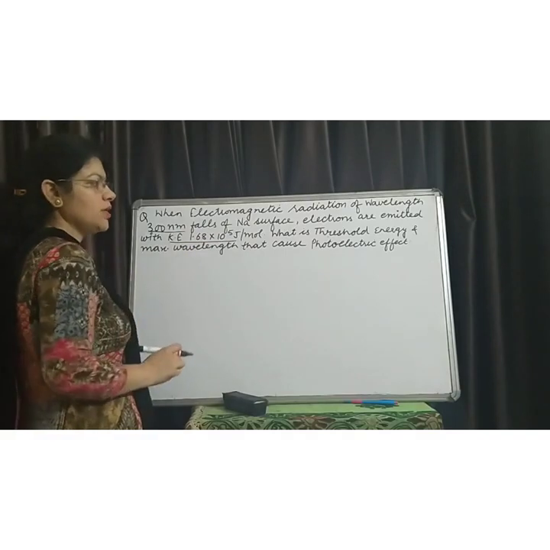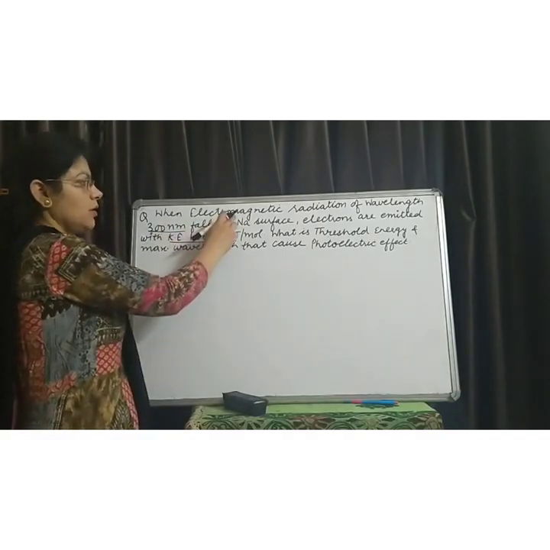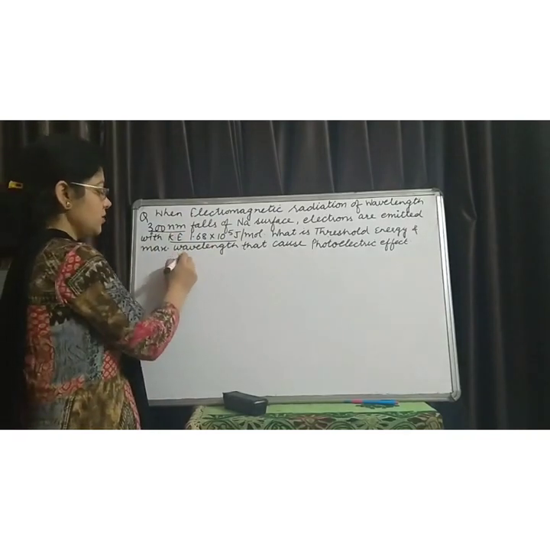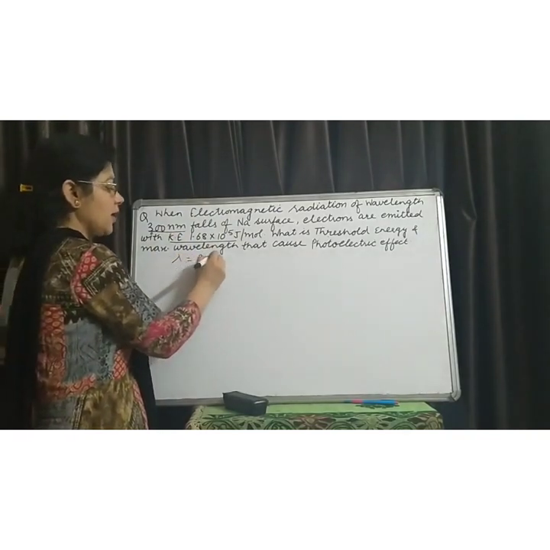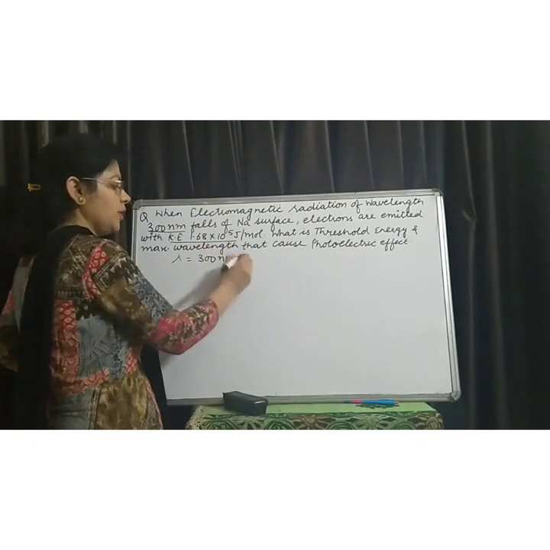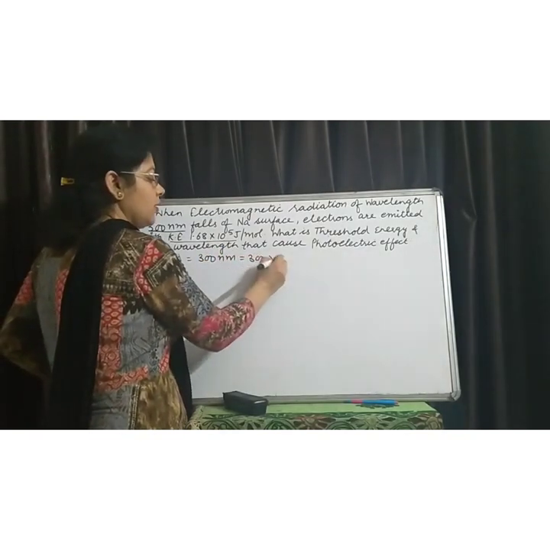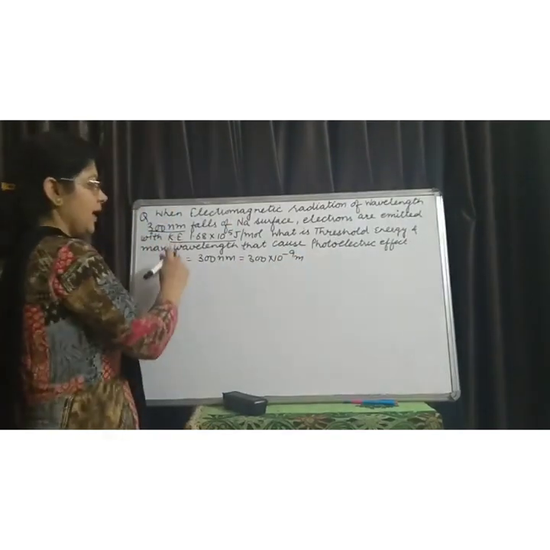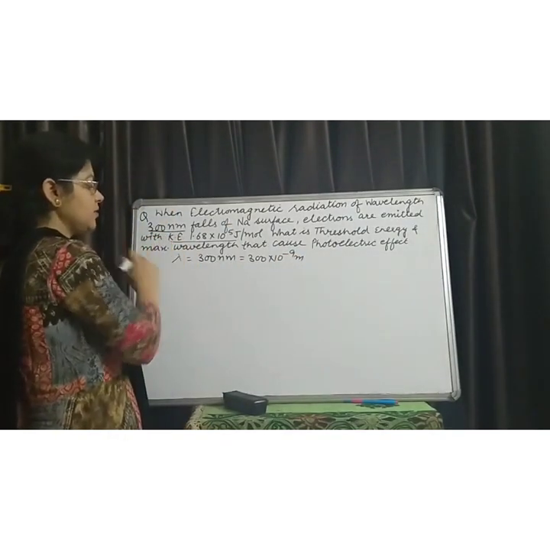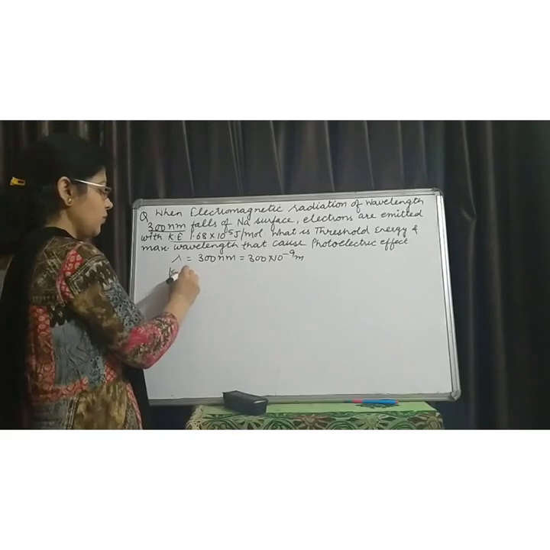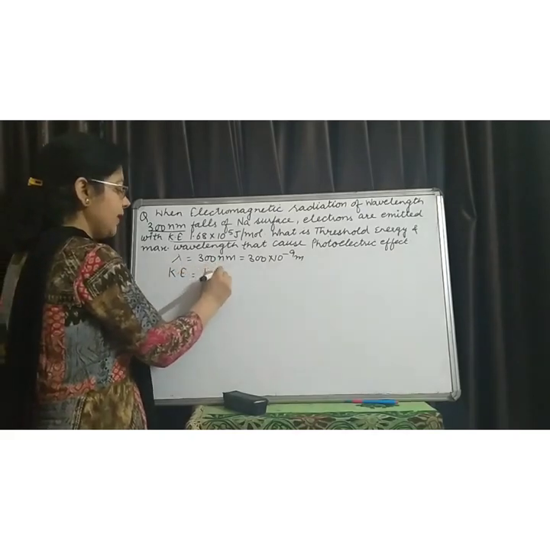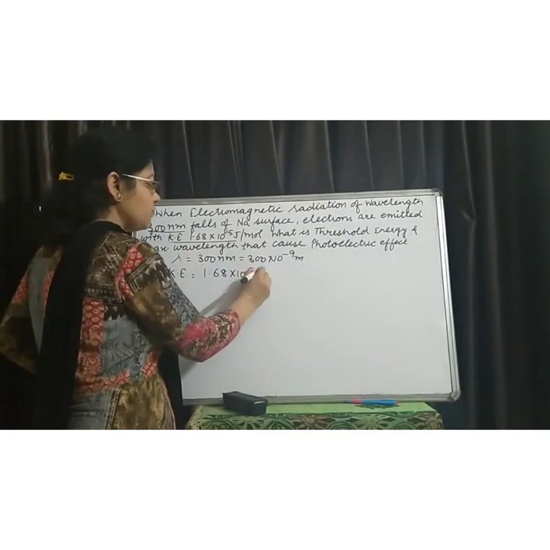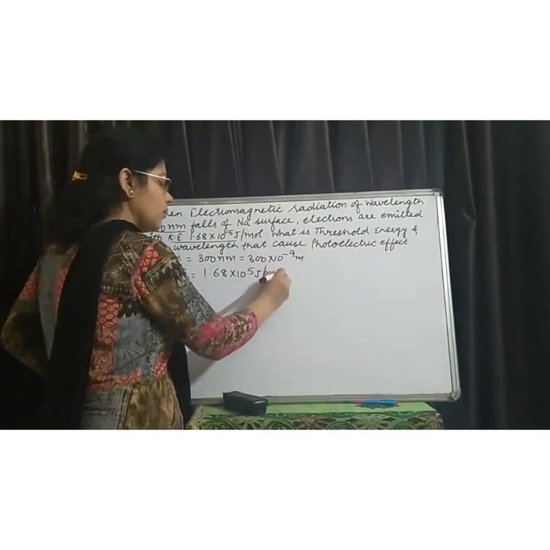In this question, what is given to you? The wavelength of electromagnetic radiation is given to you, that is 300 nanometer. 300 nanometer means 300 into 10 raised to power minus 9 meter. And second thing, kinetic energy of electron is given to you, that is 1.68 into 10 raised to power 5 joule per mole.